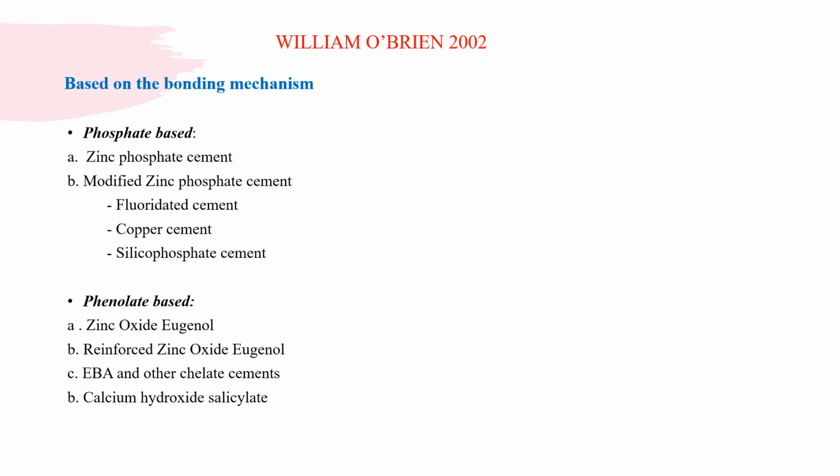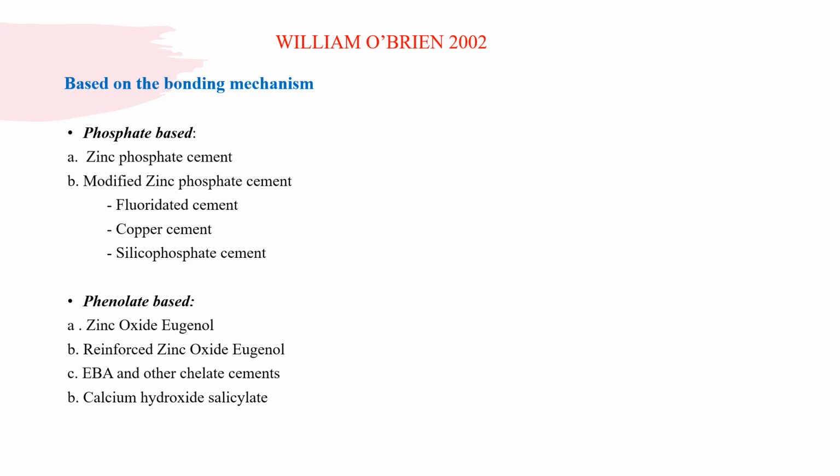So coming on to the classification given by William O'Brien in 2002, it is based on the bonding mechanism. It includes phosphate based, phenolate based, polyacrylate based and methacrylate based. Coming on to phosphate based, it includes zinc phosphate cement and modified zinc phosphate cement. Modified zinc phosphate cement includes fluoridated cement, copper cement and silicophosphate cement.